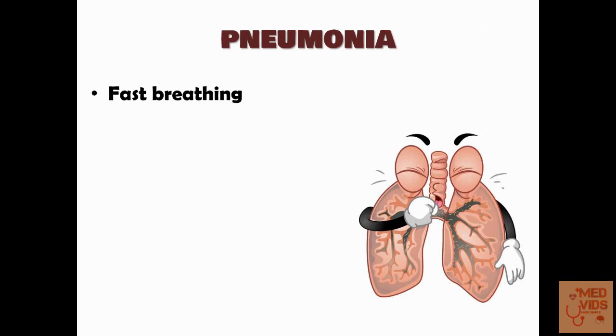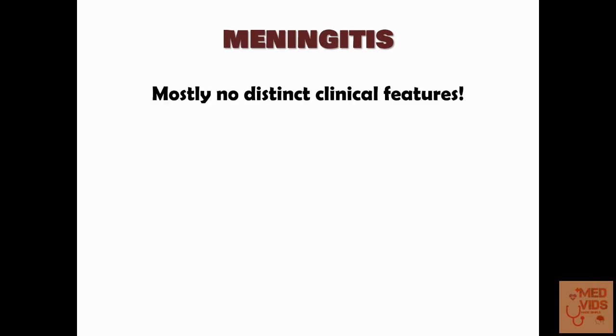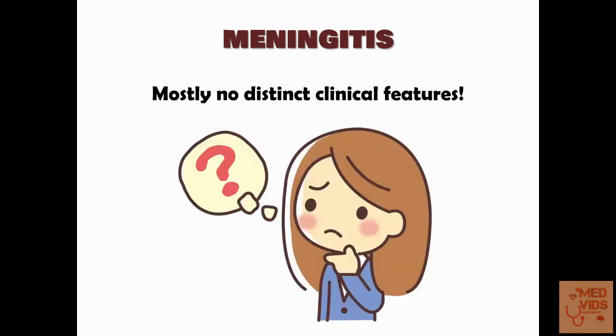Pneumonia. In pneumonia, the symptoms will be fast breathing, chest retractions, and you can hear grunts during the respiration of the child. Meningitis. In the case of meningitis of neonates, there won't be specific symptoms like we see in adults. In most cases, there won't be distinct clinical features. So if you find some neonates with non-specific symptoms, you must have suspicion of the child probably having meningitis, and you should think about it too.